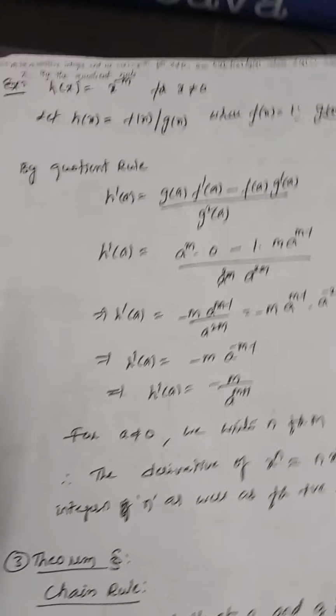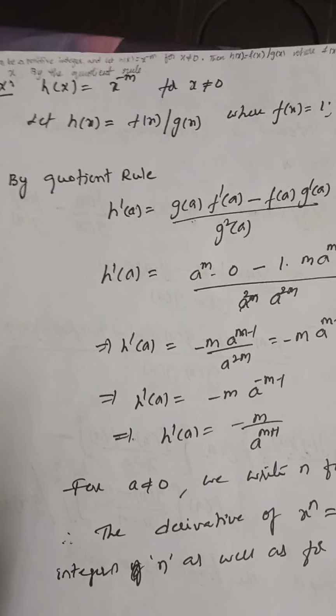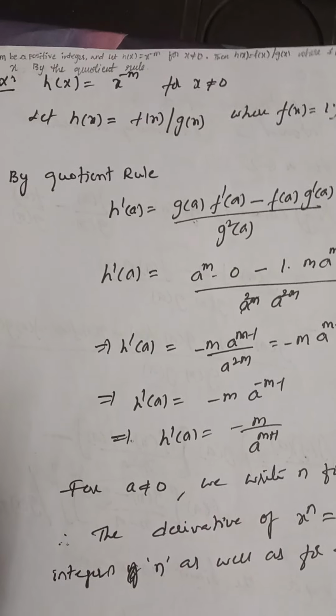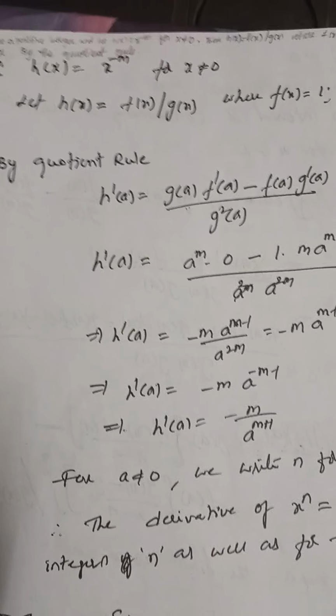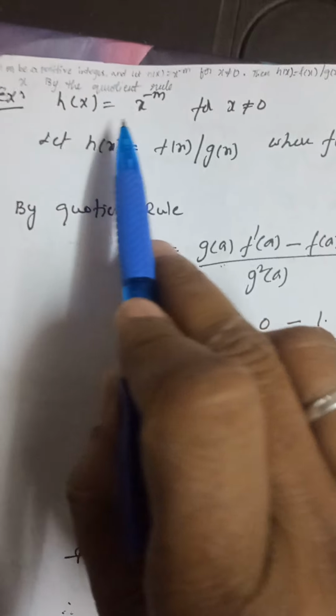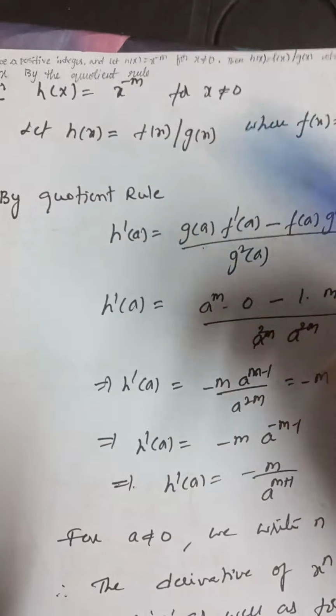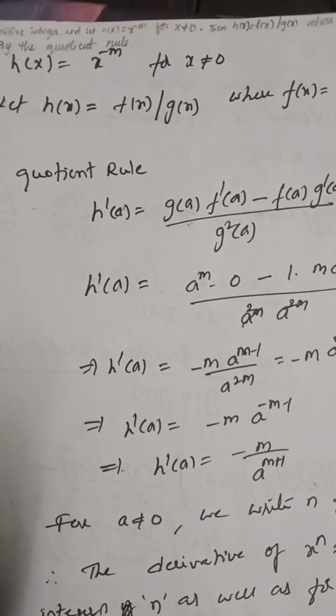Good morning, students. Next, continuing after those four theorems: the quotient theorem, product theorem, sum theorem, and constant multiplication of a derivative. Now the next example: let h of x equal x to the power minus m, for x not equal to 0. We are going to find the derivative of this.